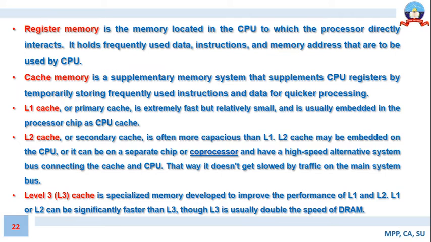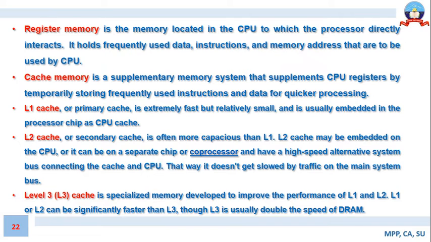So L2 cache may be present in the processor itself, or it may be placed in some other chip or a coprocessor. But you need to understand that in case of L2 cache, it has a high speed alternative system bus connecting the cache and the CPU. So L2 cache has a very high speed alternative CPU bus that connects it with the CPU. That's why it does not get slowed by traffic on the main system bus. So this is to be understood.